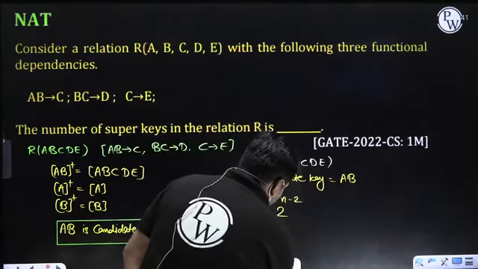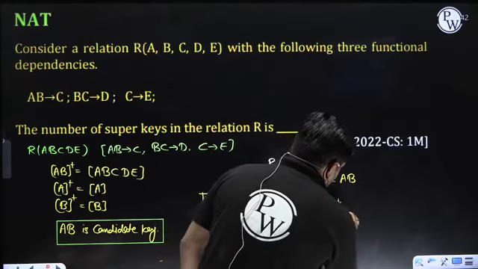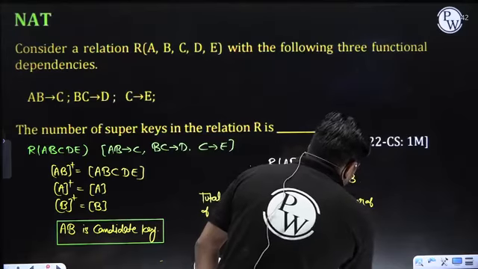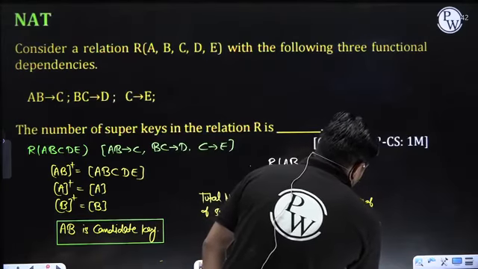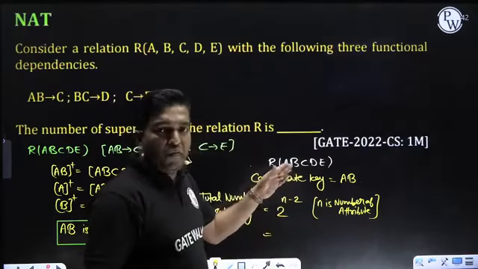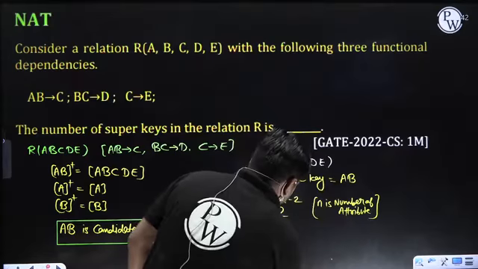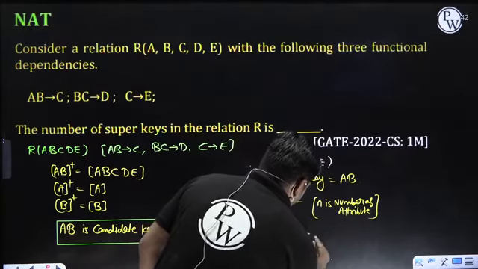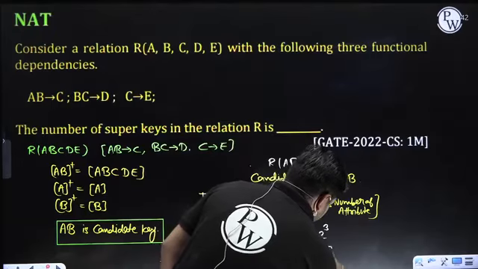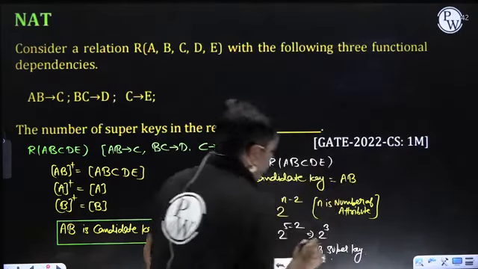So here n is the number of attributes. How many attributes are there here? 5. So we can directly calculate 2 raised to power 5 minus 2, which is 2 raised to power 3, 8 super keys. 8 super keys, my dear.